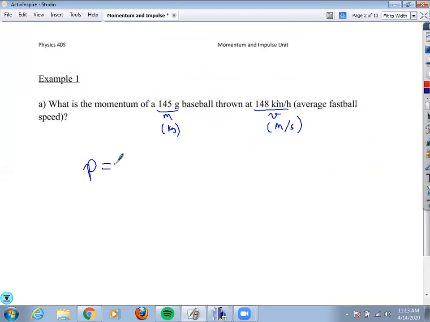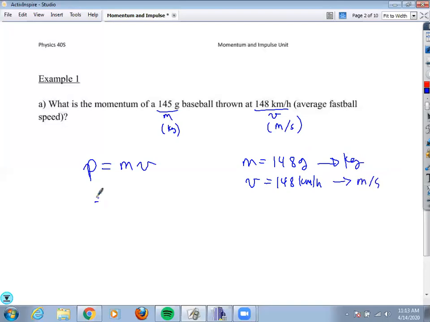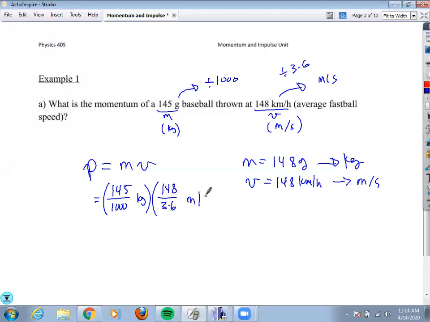So momentum, p equals mv. We don't have mass in kilograms, so mass is 145 grams, and v is 148 kilometers per hour. We need mass in kilograms, and we need v in meters per second. So we can do our conversions right in the equation. We know that grams to kilograms is divided by 1,000. So 145 divided by 1,000 kilograms times velocity, and kilometers per hour to meters per second is divided by 3.6. So we would take 148 kilometers per hour and divide by 3.6, and that would be our speed in meters per second.